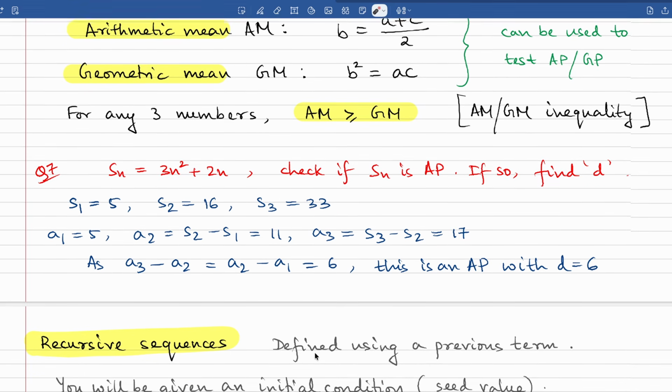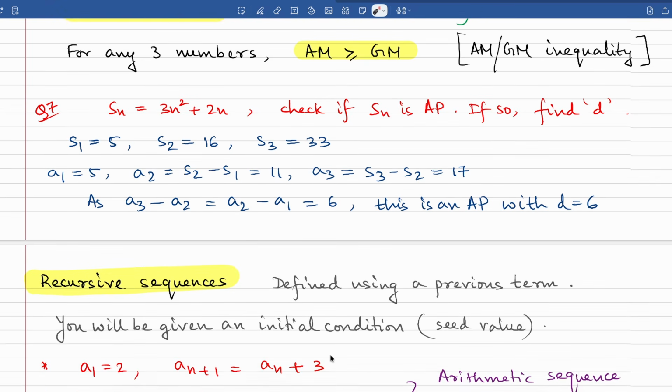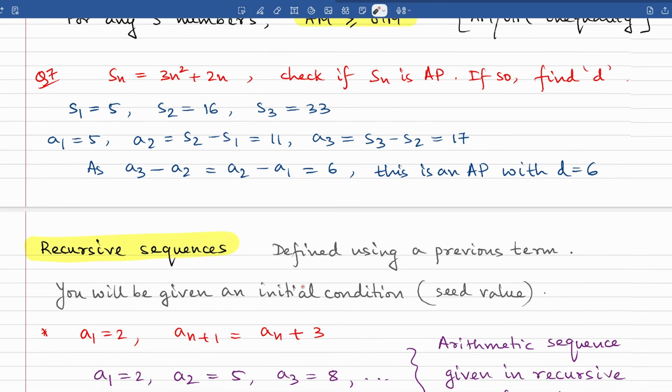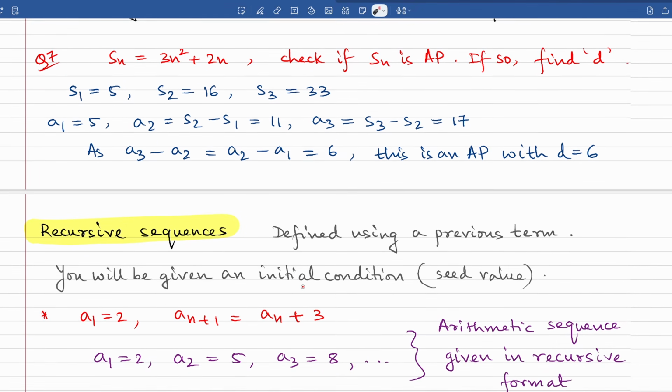Alright. In the next section, we will learn recursive sequences. So recursive sequences are defined using at least one previous term. You will be given an initial condition that is known as the seed value. So recursive sequences can be used to write both arithmetic and geometric sequences.